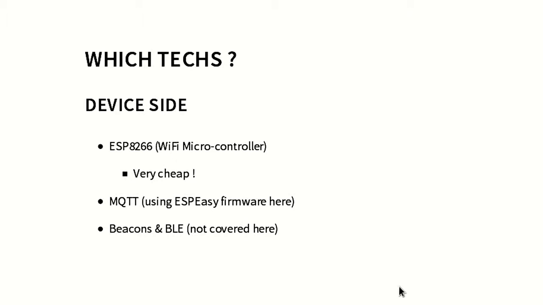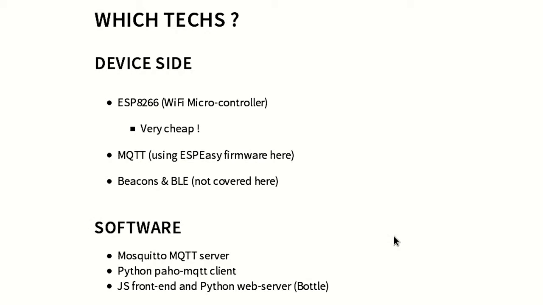We will use also MQTT, which is the pub/sub broker I was speaking of before. We'll also use beacons and Bluetooth Low Energy. I won't cover this part here, but it's also something that can be interesting. So on the software side, we will use the Mosquitto MQTT server, which is basically the standard now. There is also a Python client for the Mosquitto MQTT server, and we will use JavaScript for the front end on a little web app we will make, and Python for the web server and the event server. So let's start.